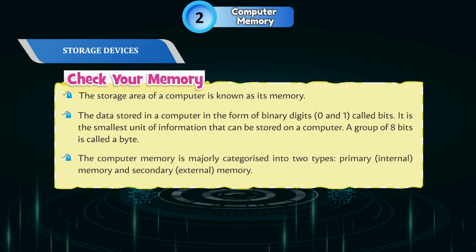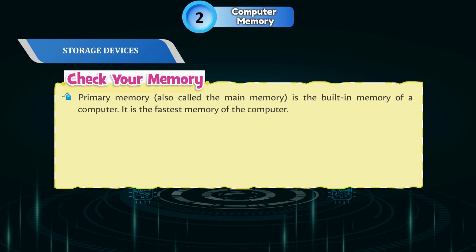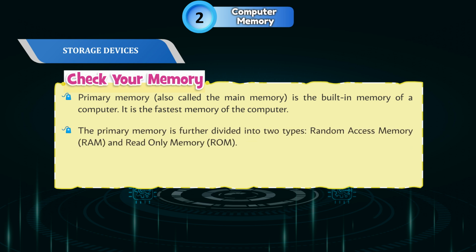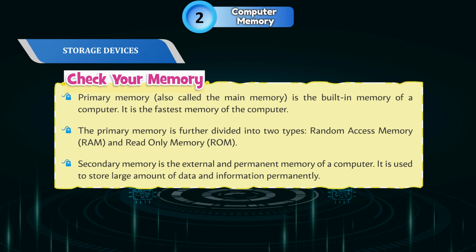The computer memory is majorly categorized into two types: primary internal memory and secondary external memory. Primary memory, also called the main memory, is the built-in memory of a computer. It is the fastest memory of the computer. The primary memory is further divided into two types: random access memory (RAM) and read-only memory (ROM).